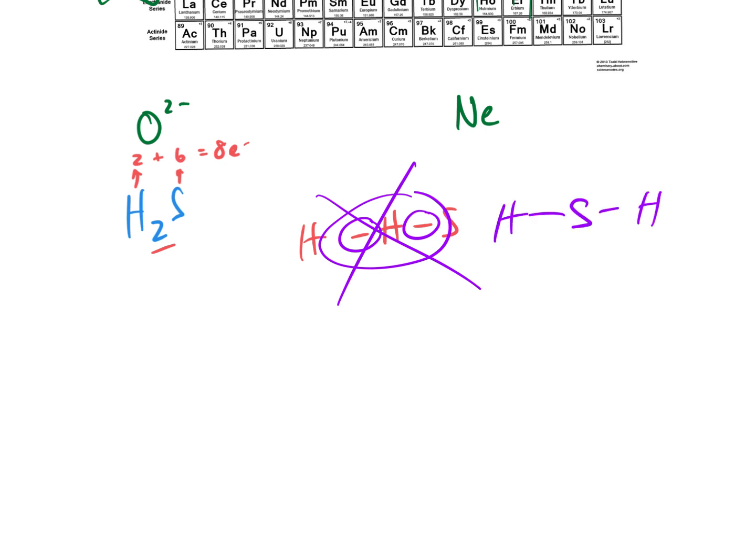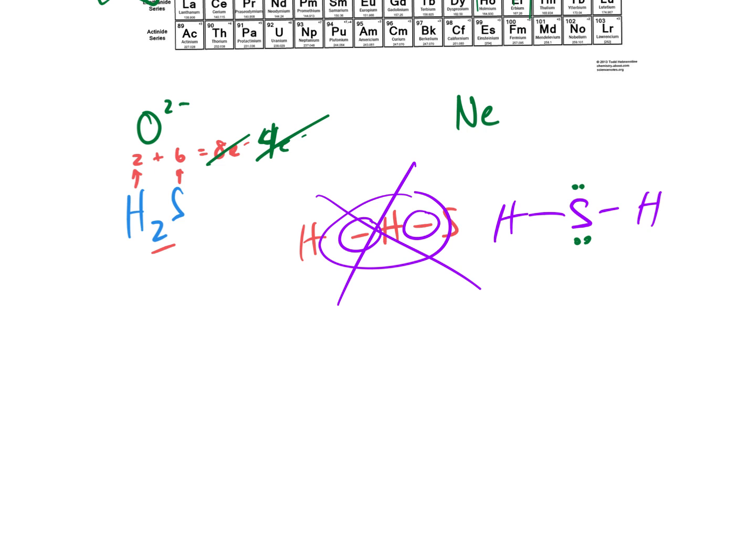How many electrons have we used so far? 4. There's 2 bonds. Each bond is 2. So that's 4 electrons. We have 4 electrons left. Where are we going to put them? Are we ever going to put them around hydrogen? No, hydrogen's done. It only wants 2. We'll put them around the central atom here until we use up all electrons and also until they have an octet. Good?